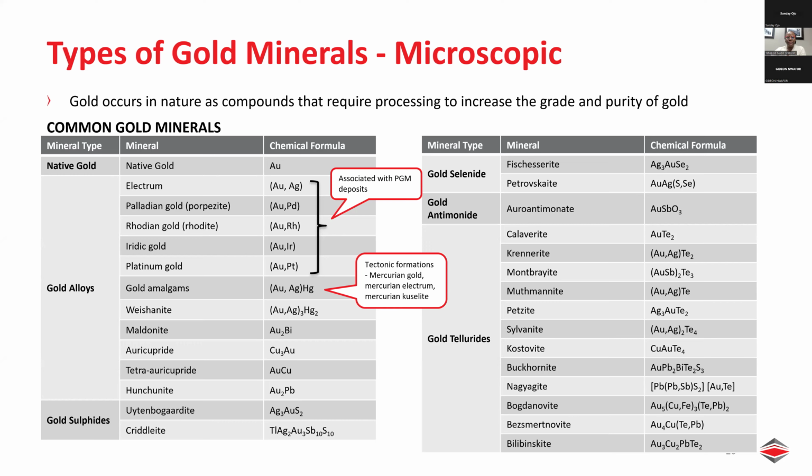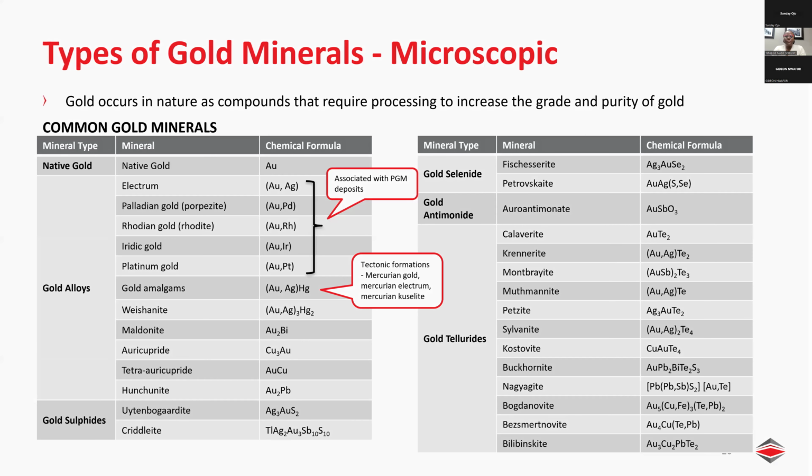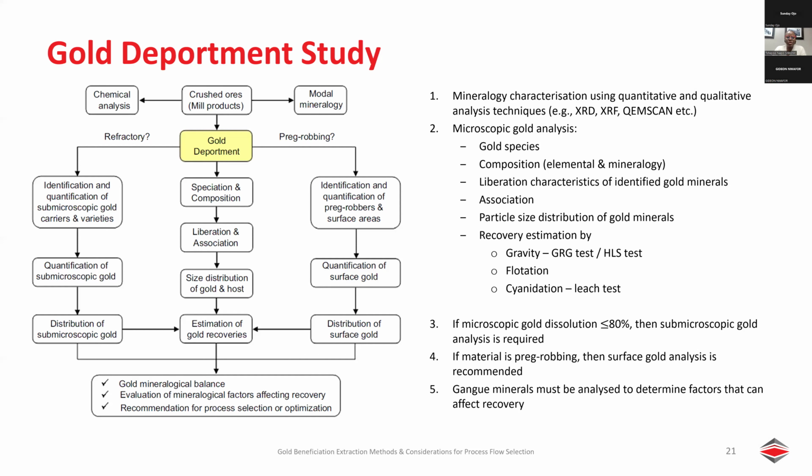Okay, so as previously stated, a gold deportment study is crucial for process selection. So the flow sheet on the left gives a summary of the gold deportment methodology, where each form of gold is analyzed for. By form of gold, I'm talking about microscopic gold, submicroscopic gold. They go into each of those different forms and identify the minerals associated with those.